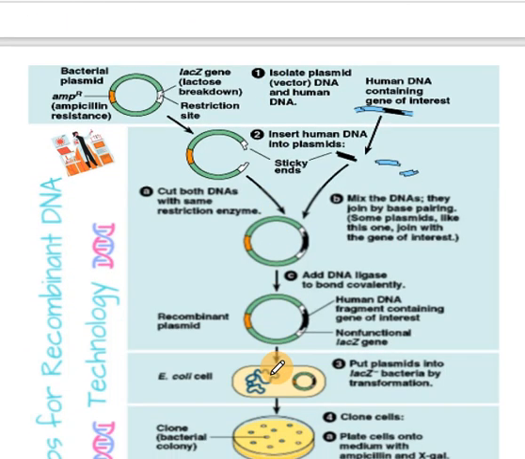It's very simple. Here we have the bacteria plasmid. We have here the ampicillin resistance gene. This section of the plasmid is what we call the selectable marker. This section is resistant to ampicillin.